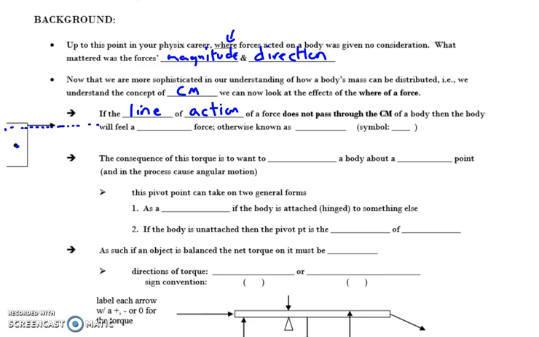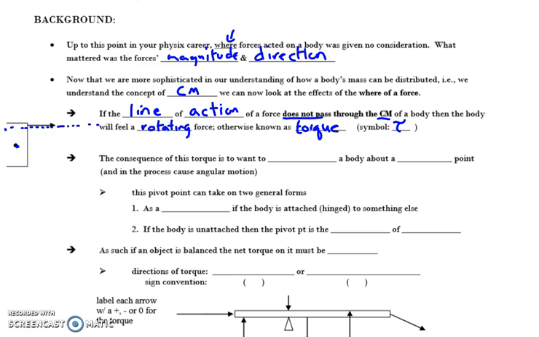The line extends back as far as we want it to go and forward as far as we want it to go. And this is an important consequence. If it does not pass through the center of mass of the body, then the body will feel a rotating force, otherwise known as a torque. So let me try to explain that a little bit more. And the symbol for torque is the Greek letter tau. Kind of looks like a T with some squiggles in it.